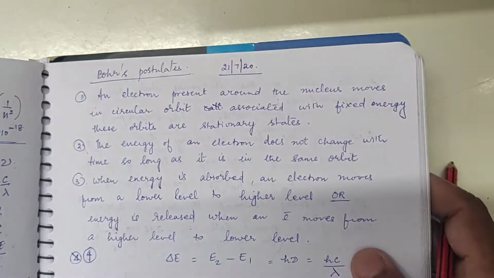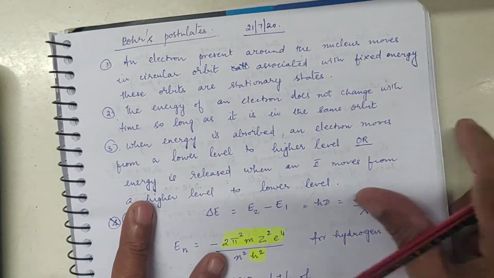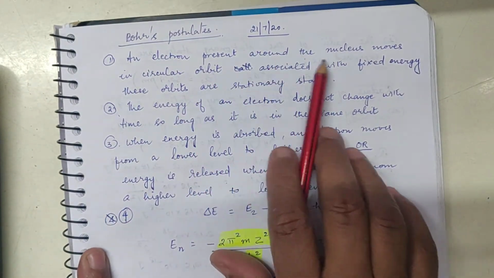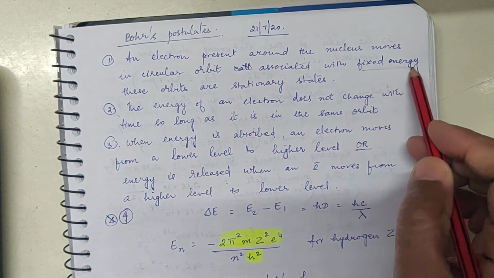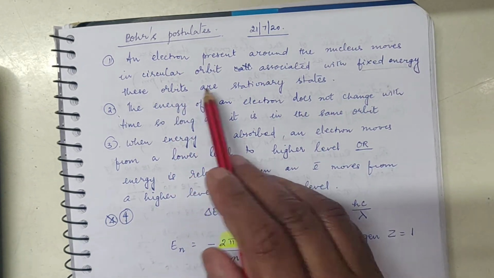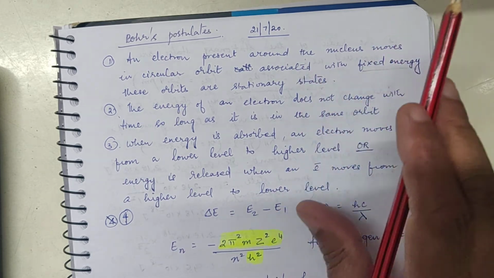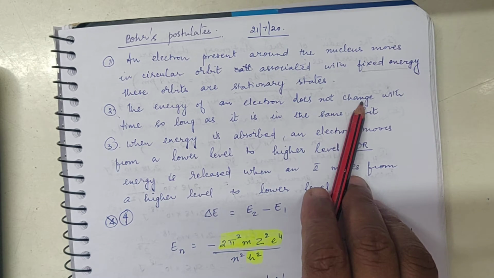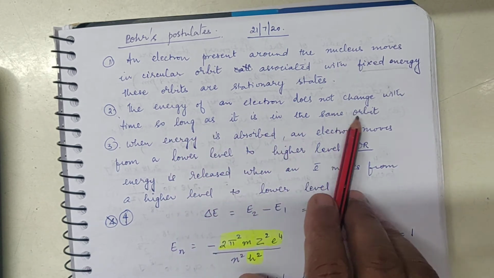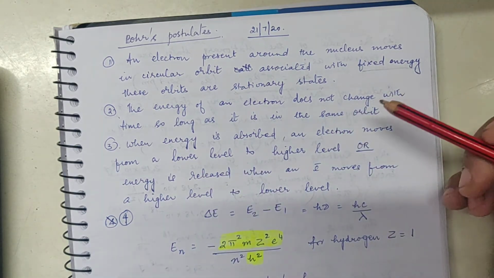Okay. Now we have Bohr's postulates. What are the postulates? An electron present around the nucleus moves in circular orbit and it is associated with fixed energy, and these orbits are called stationary states. The orbits are stationary, only the electron is moving. Remember that. The energy of an electron does not change with time as long as it is in the same orbit. So long as it is in a single orbit, its energy will not change.